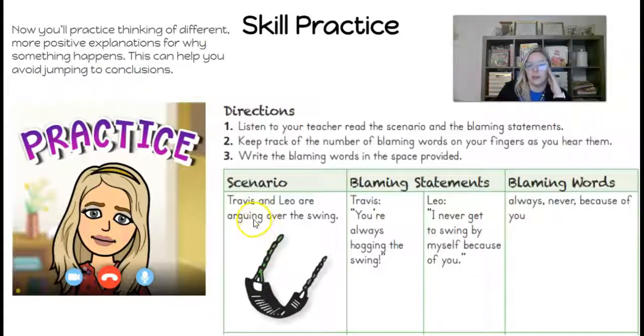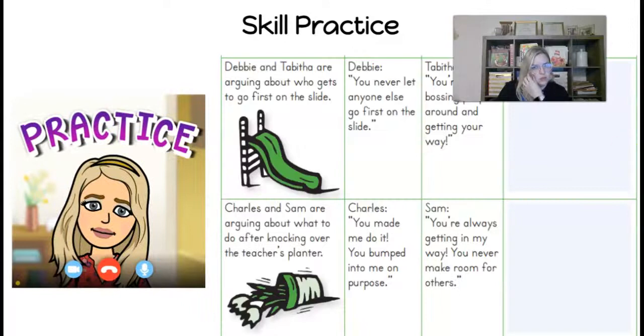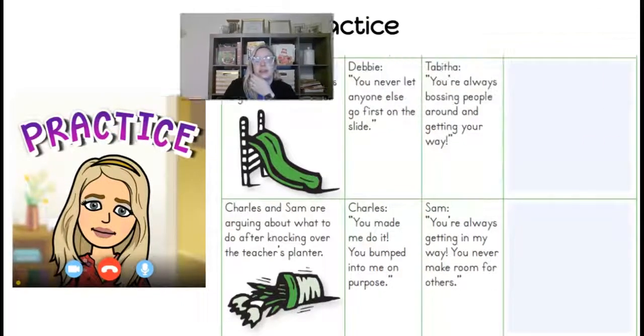So it says Travis and Leo are arguing over the swing. Travis says, you're always hogging the swing. Leo says, I never get to swing by myself because of you. So remember, language like always and never and you, those are blaming words, okay? So we're going to think about what we can say instead.